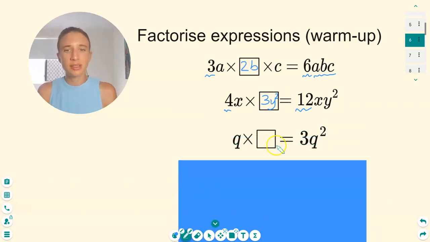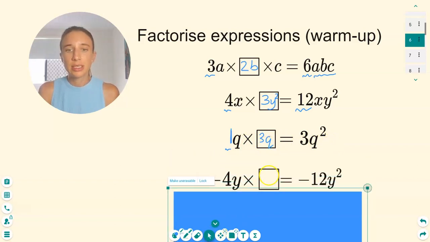Now let's check this. q times what gives me 3q squared? Well, there's an invisible 1 here. So I look at my coefficients first. 1 times what number would give me 3? Or in other words, 3 divided by 1 is 3. Now it's q times 3. Well, that's 3q. How can I get this to q squared? Well, I need to multiply q by itself. I like that. So q times 3q does indeed give me 3q squared.